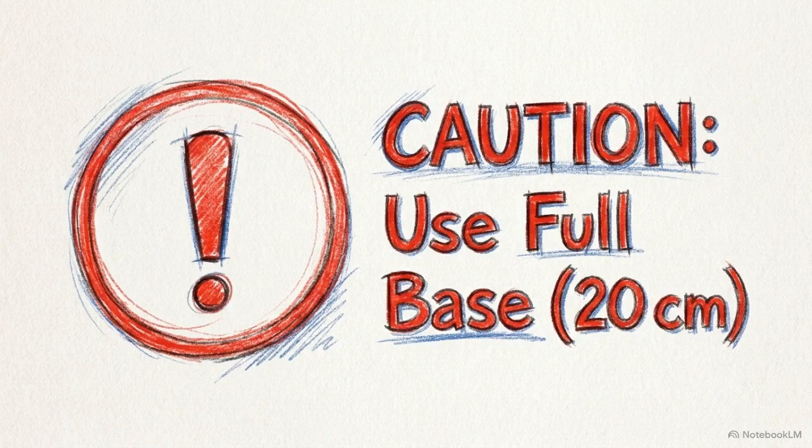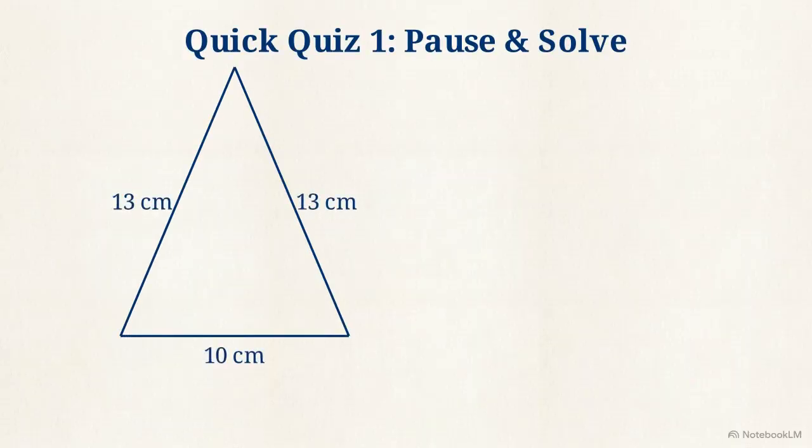Checking that you are using the correct base for the final step is a helpful way to avoid common calculation errors. Try this method yourself. Here is an isosceles triangle with equal sides of 13 centimeters and a base of 10 centimeters. Pause the video and calculate the area.